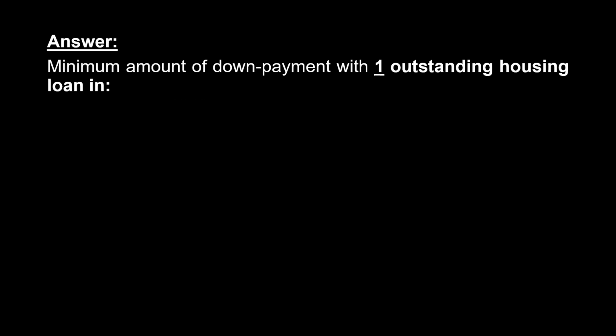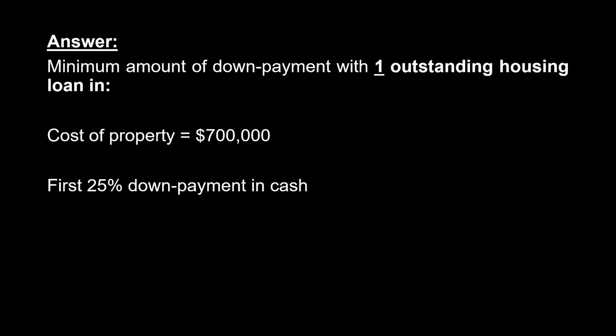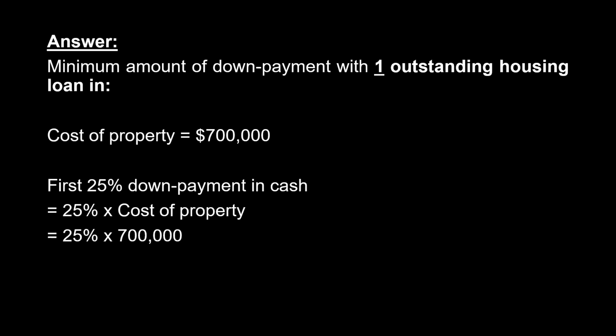The minimum amount of down payment with one outstanding housing loan. So we know the cost of property is 700,000. So the first 25% down payment, in cash, purely cash, is 25% times the cost of property. Substitute the figures in, and you get the answer.